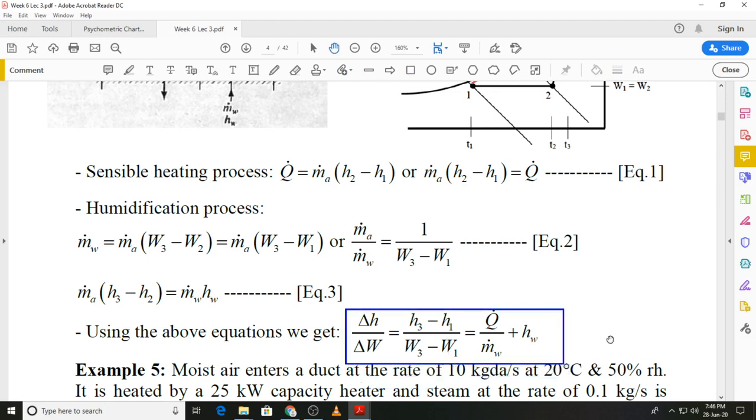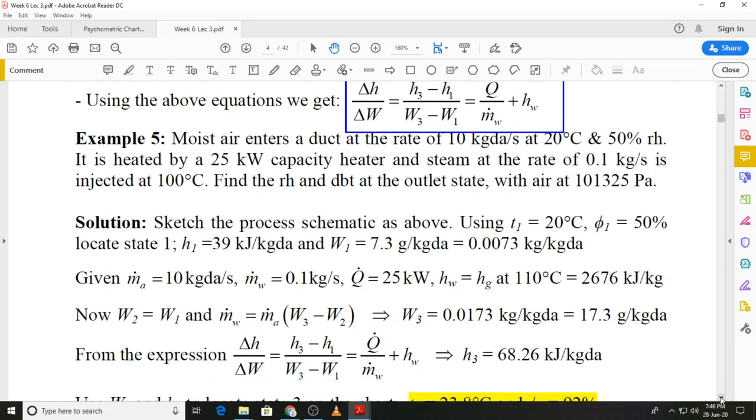again is shown in your lecture slide, and this is the equation for the combined heating and humidification process, that is from state 1 to state 3. Based on these equations, we can again go through an example.